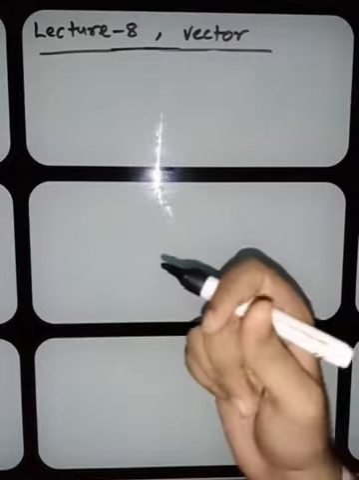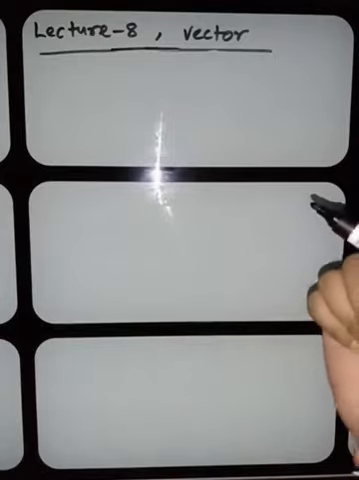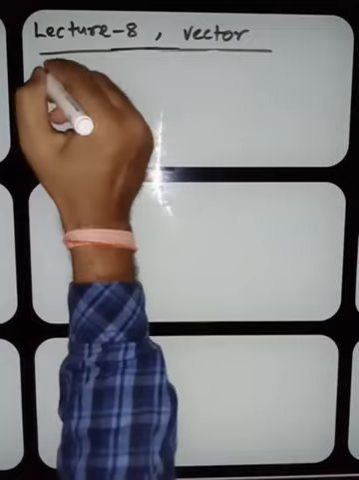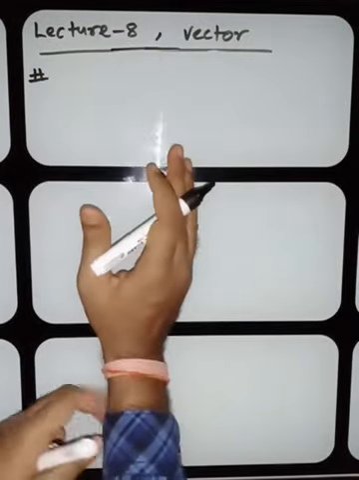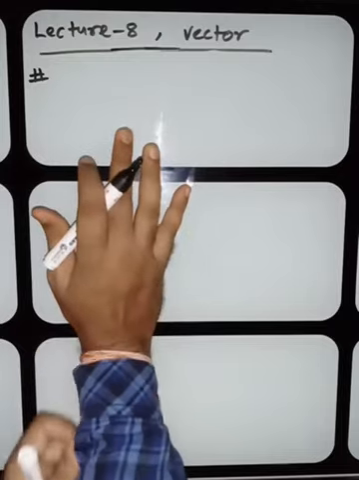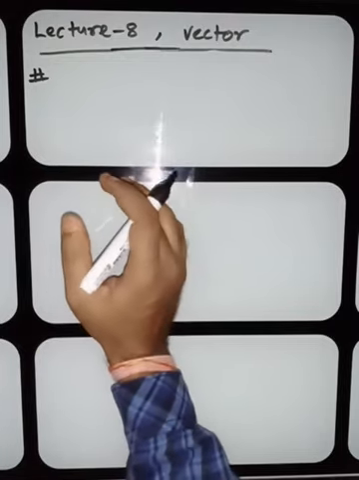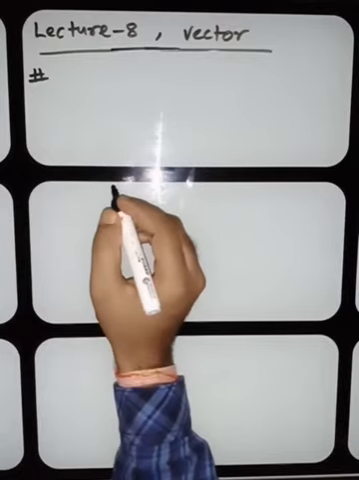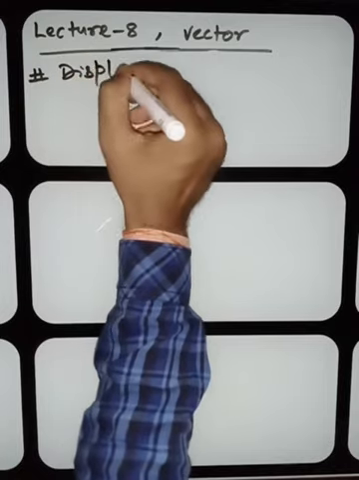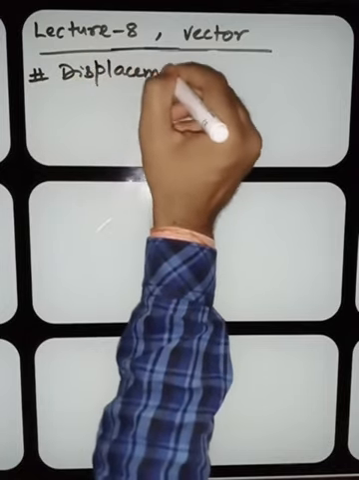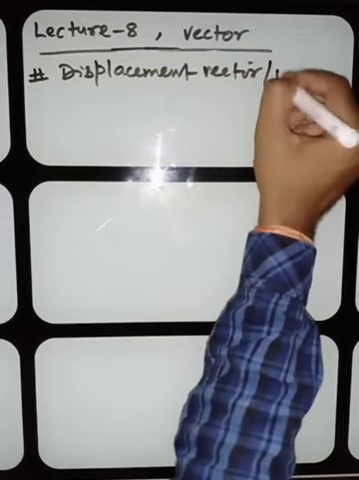We are going to study here the displacement vector and position vector. This is very, very important. Actually, this entire vector topic is very important not only for the standard 11th, but for physics, as I told you. And you will study it in mathematics also, my dear student. Here, the displacement vector and position vector. All right. Displacement vector, or the position vector.